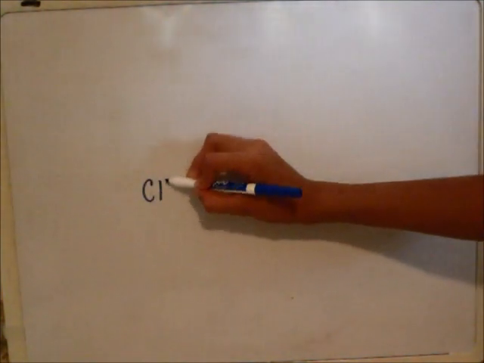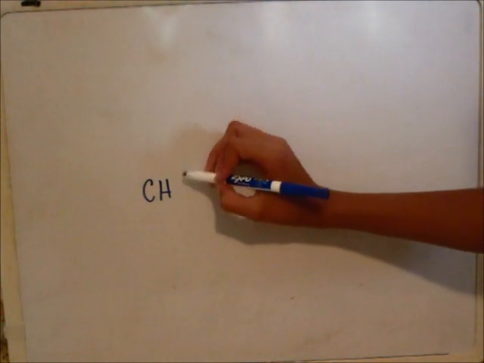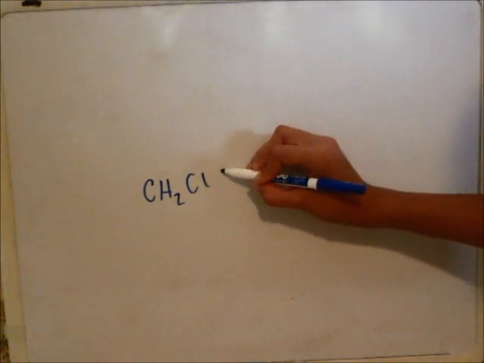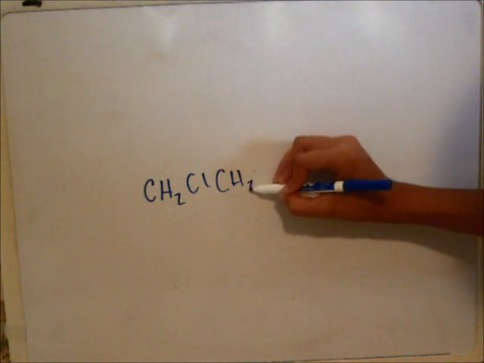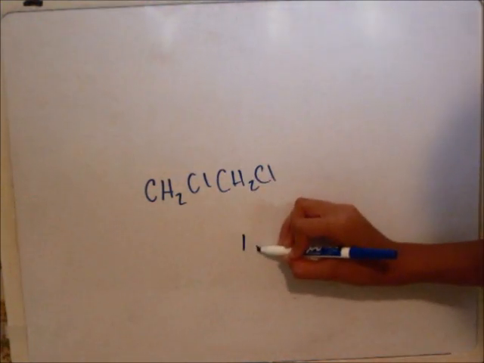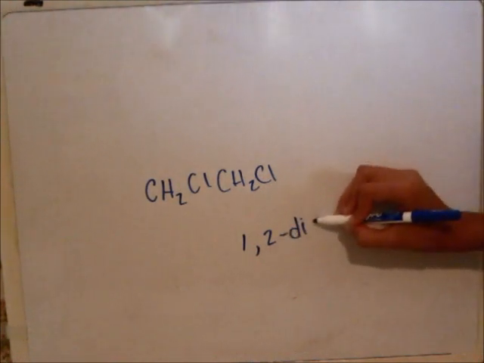Okay, so let's just do one more example, and I'll do it another way. Let's draw it like this. So we have CH2Cl, and another CH2Cl. Alright, what the heck is that? Well, this is 1,2-dichloroethane.